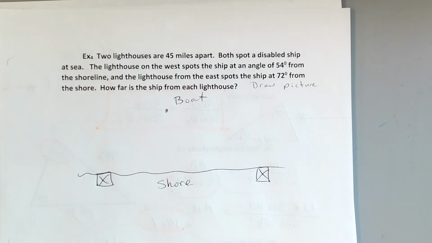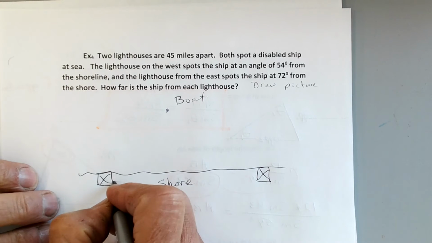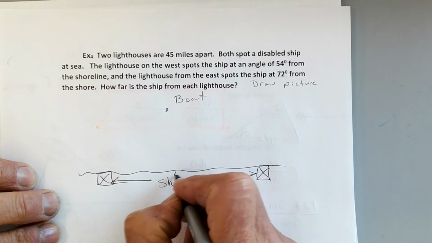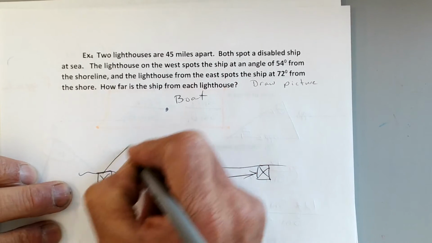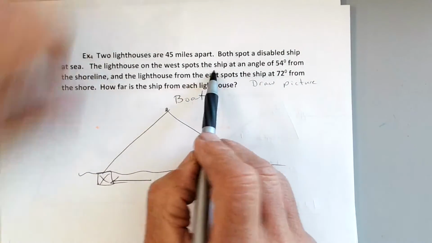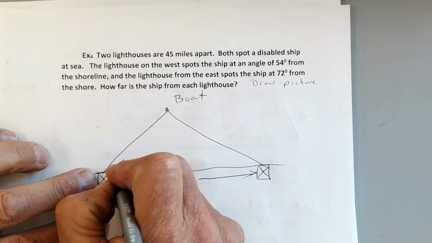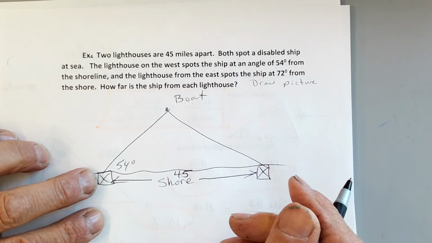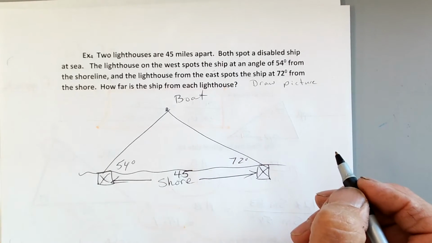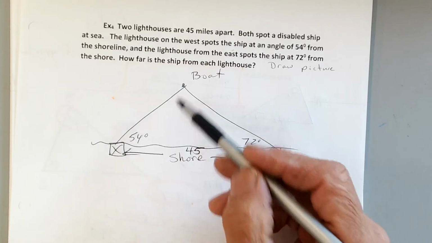I know that they're 45 miles apart, right? So I'm going to make this be 45. So the lighthouse on the west, that'd be over here, right? Spots at an angle of 54 degrees from the shore. And the lighthouse from the east, this is the east, 72 degrees, okay? And so how far is the ship from each lighthouse?